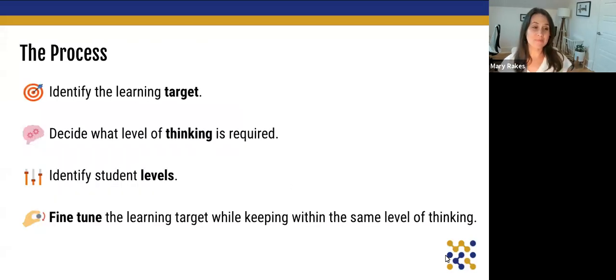So that's the process. We're going to identify the learning target, decide what level of thinking is required of students. We're going to identify the student levels, and then we're going to fine-tune that learning target while still keeping the same level of thinking.